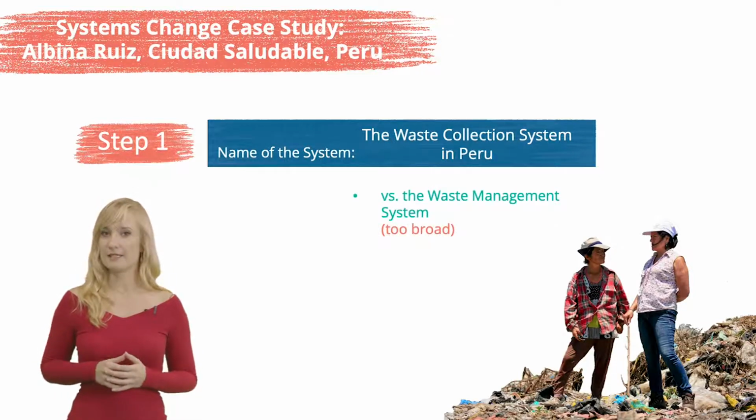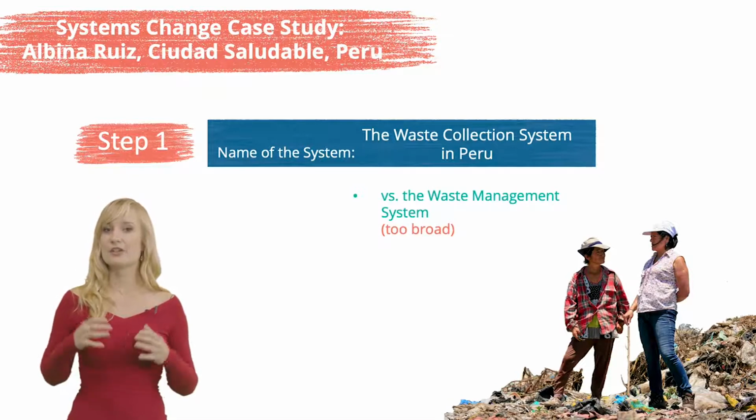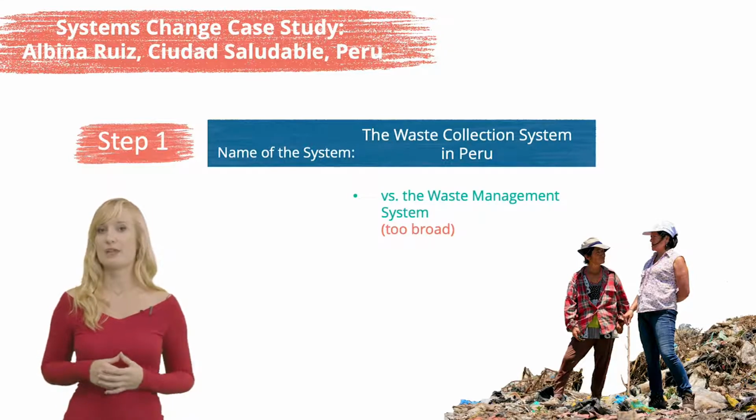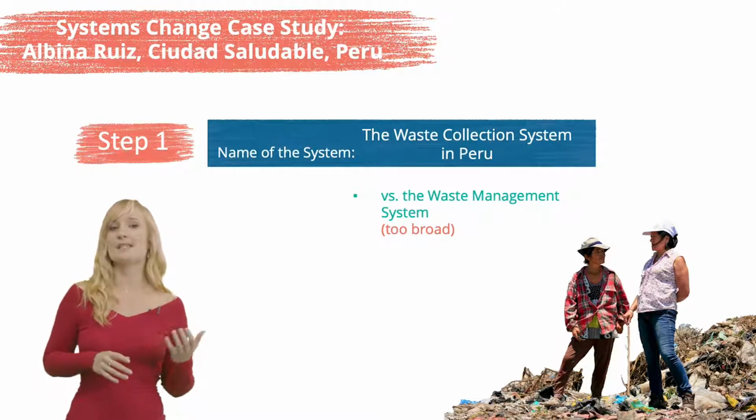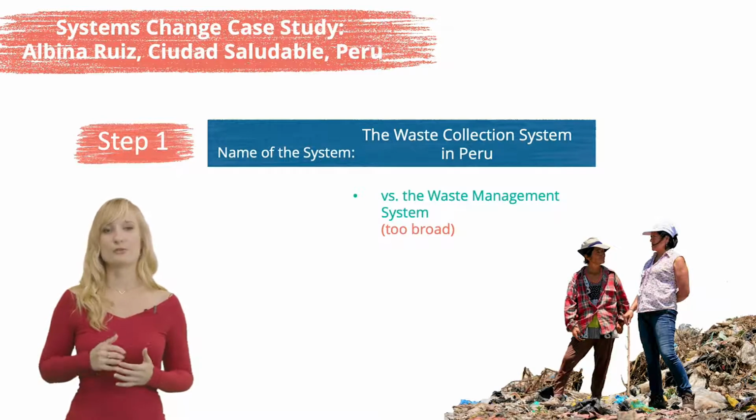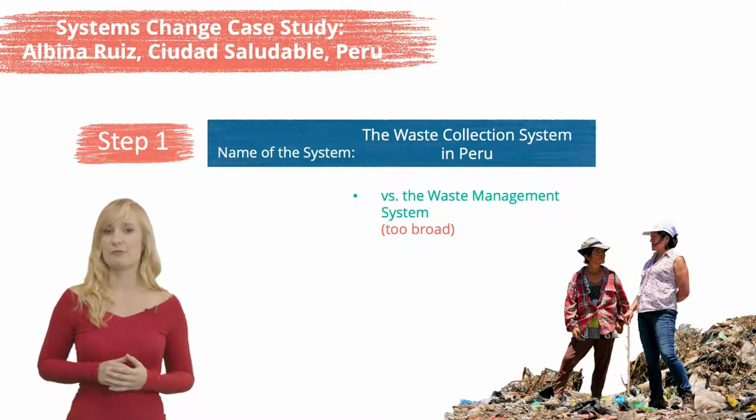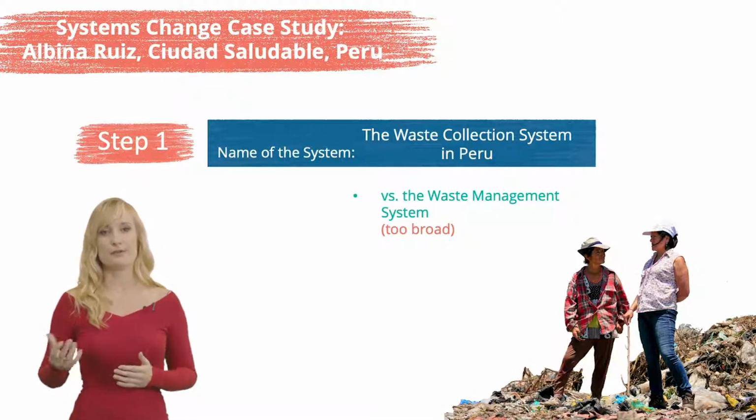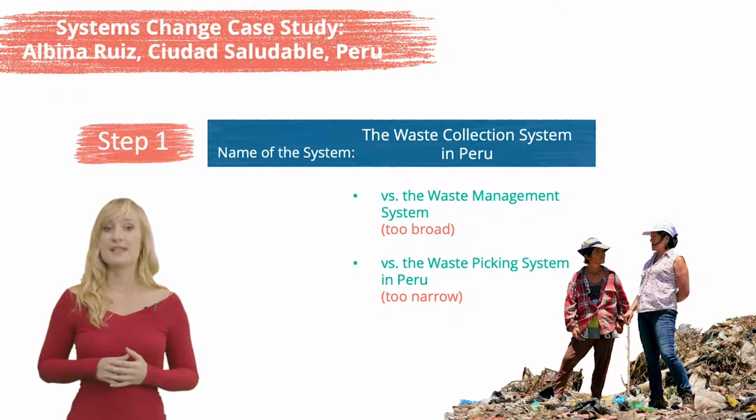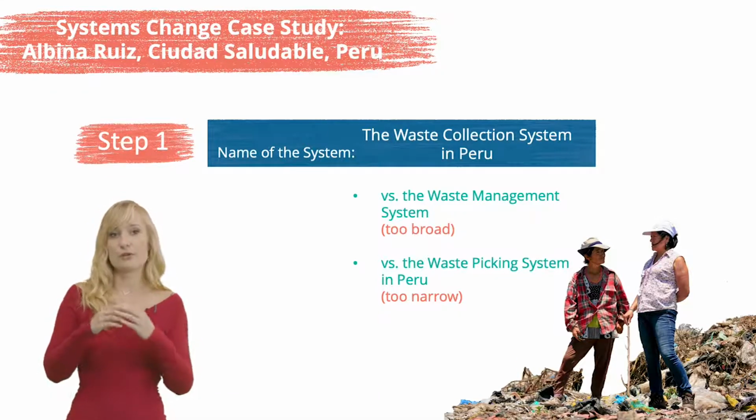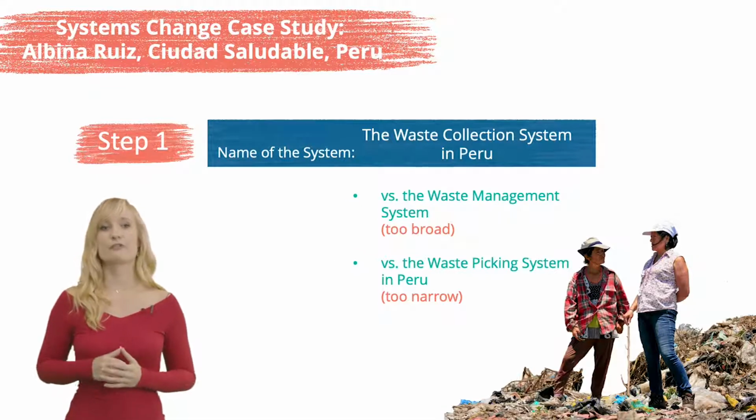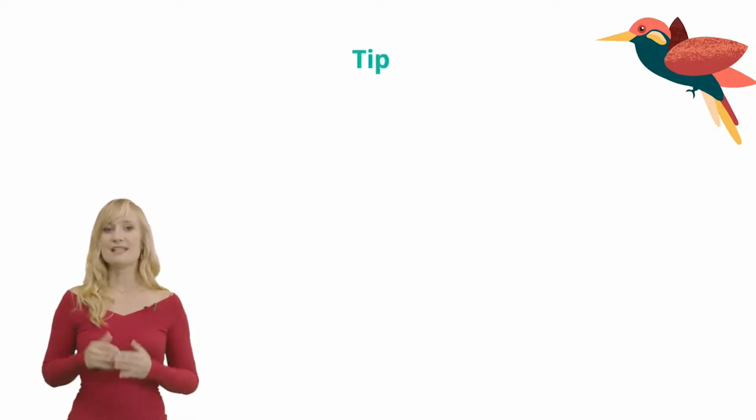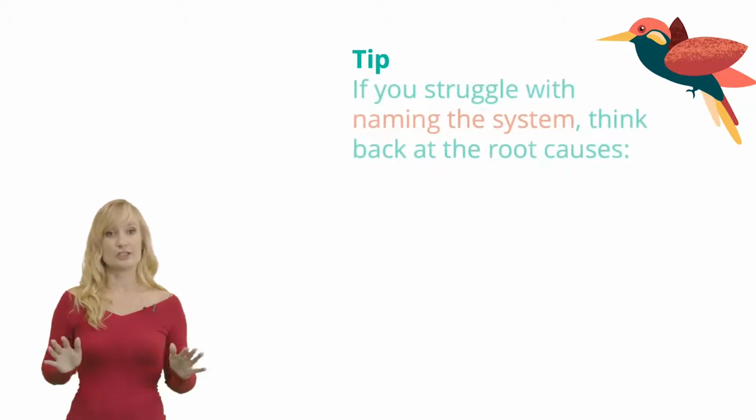This definition is helpful in its specificity and easier to capture in its complexity rather than a broader definition like the waste collection system without any geographical scope, or even broader, the waste management system, which would not only include the collection system, but also the system of waste disposal and waste treatment. On the other hand, the system of waste picking in Peru would be too narrow, as we would exclude key stakeholders like municipalities and neighborhoods from our analysis. Perspective is everything. Choose a slightly different title for the system and a lot can change.